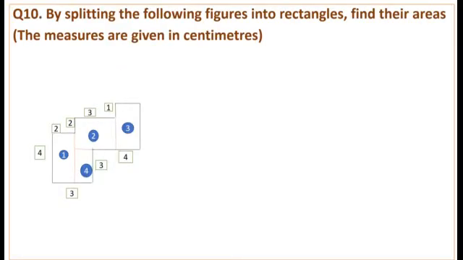Next question: by splitting the following figures into rectangles, find their areas. The measures are given in centimeter. We see here I have already split this figure into 4 rectangles. Actually it is 3 rectangles and 1 square. You can see the first figure has length 4 centimeter and width 2 centimeter. This is the first figure, with 4 centimeter length and 2 centimeter width. Then the second figure: this length is 3 centimeter, and this one is 2.